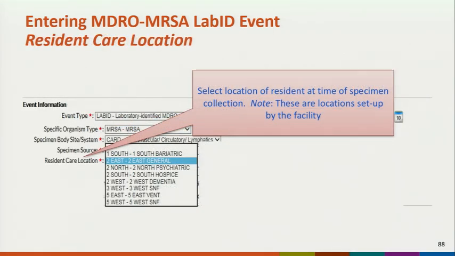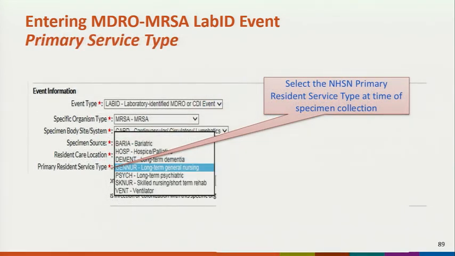The next box is the resident care location, and you want to select the location of that resident at the time the specimen was collected. Remember, these are the locations that you set up during your initial setup of the NHSN, so they're defined by your facility. And then the next box is the primary resident service type at the time the specimen was collected, and remember, these are the NHSN defined locations. And these primary resident service types are the same no matter what event you are reporting, they stay the same. And so do your resident care locations.